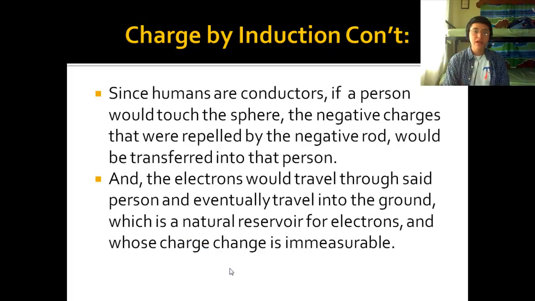Since we humans are conductors, if a person were to touch the sphere, the negative charges that were repelled by the negative rod would be transferred into that person, and the electrons would travel through said person and eventually into the ground, which is a natural reservoir for electrons and whose charge change is immeasurable.